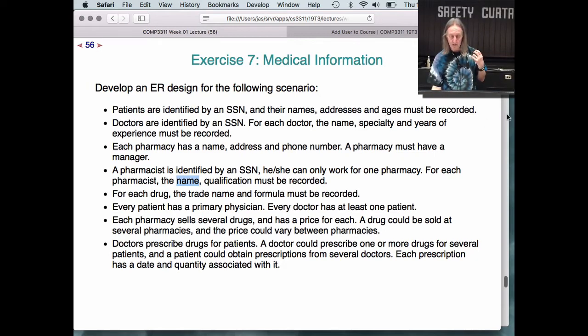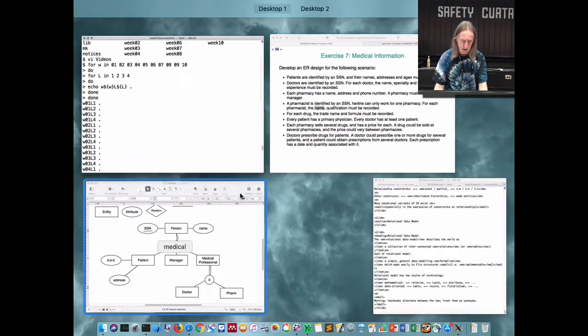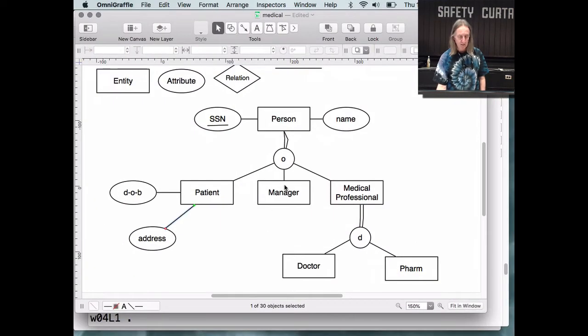So we know they're a person, we know they have a social security number, but they don't have any additional attributes. The whole point of putting them here is that they are involved in a relationship with a pharmacy, which sounds a little bit weird, but we're talking ER here.